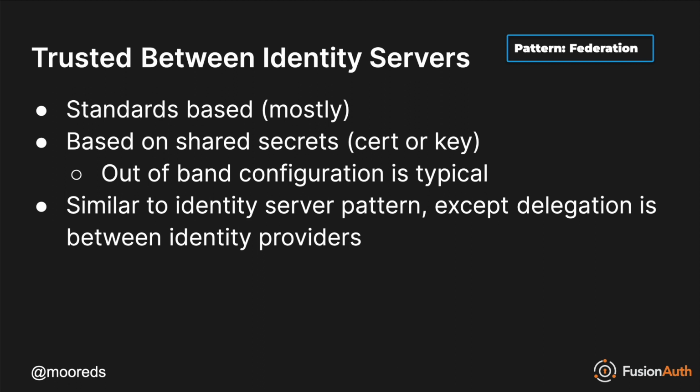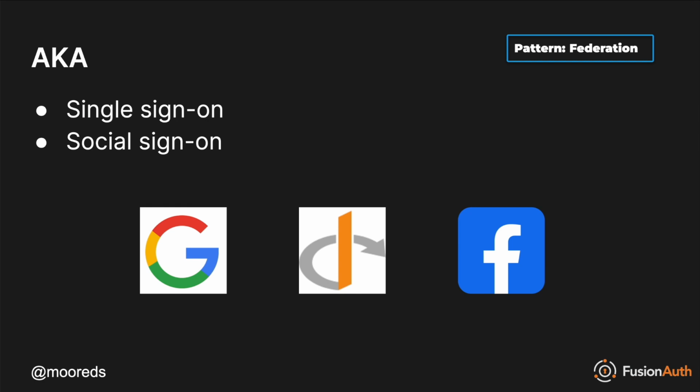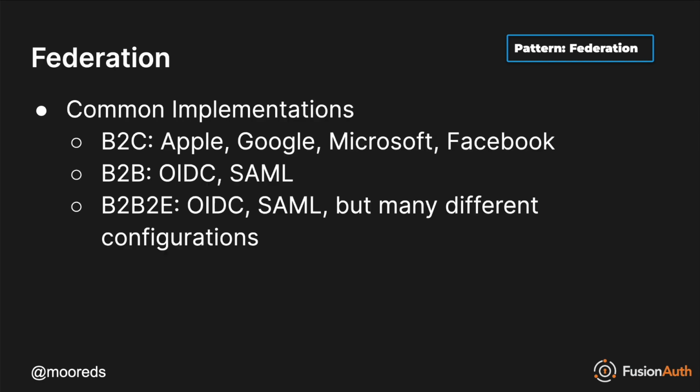And this is very similar to the identity server pattern, where we have our applications like our forum and our e-commerce store delegate to the identity server, but here we're having one identity server delegate to another identity server. So this is known as single sign-on or social sign-on. If you are in a business to consumer context or a B2C context, you might delegate user identity to Apple or Google or Microsoft or Facebook or TikTok or Instagram or one of the other consumer-facing big applications.